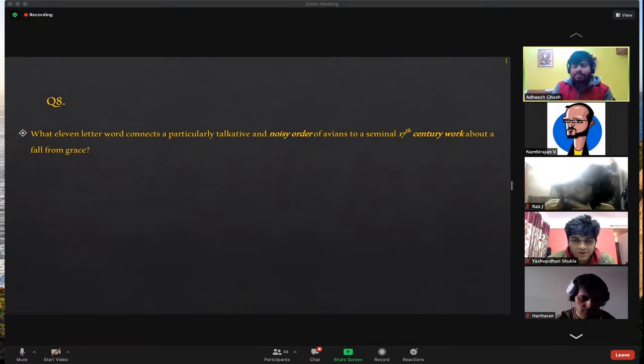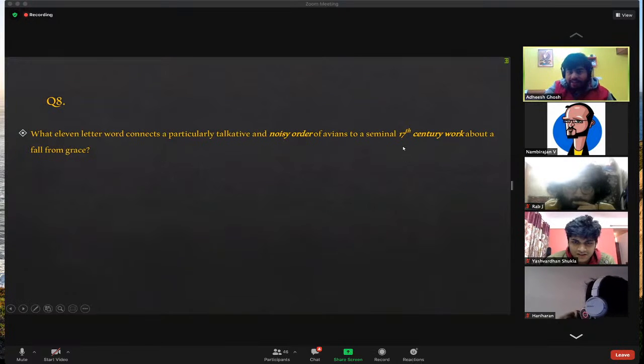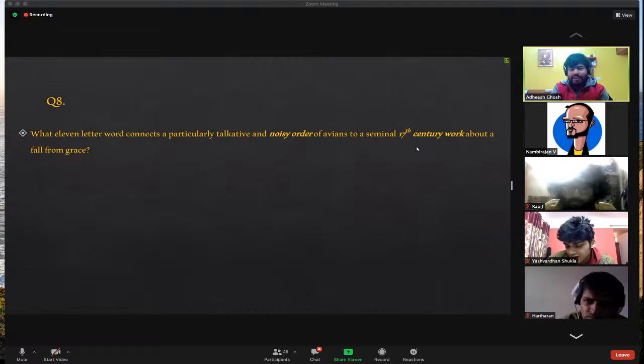So even if you don't know that connection directly, if you just think about this part, that they're very noisy, and that this word also appears in the 17th century work very famously, you can put those two clues together. And it's 11 letters. Hopefully I counted that right back then, but yeah, I think it's 11 letters.